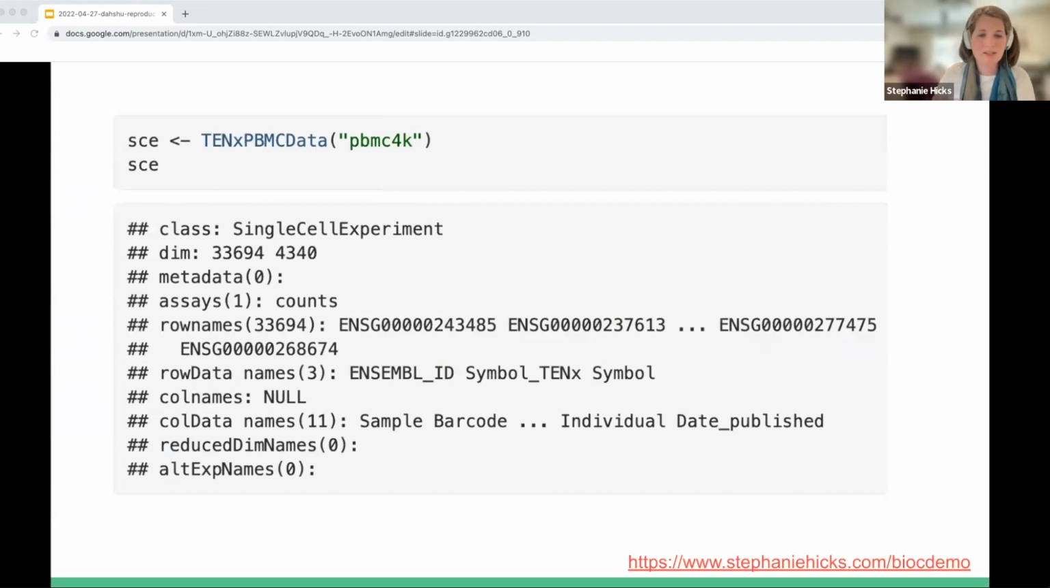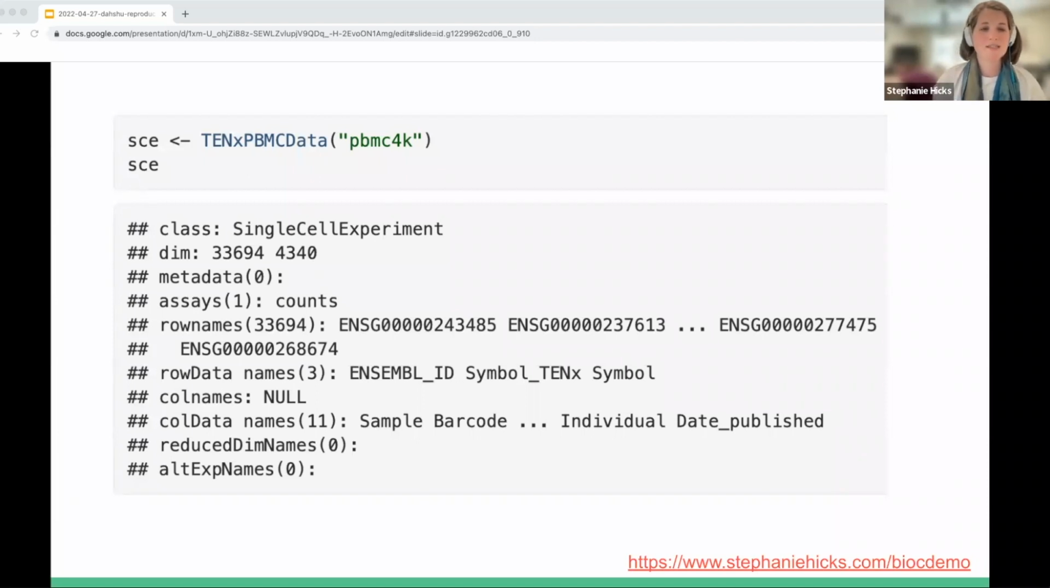So the demo is available on stephaniehicks.com/biocdemo. It's there at the bottom if you're interested in following along. The idea is I'm going to start out with a data set with 4,000 cells only for the purposes of demonstration. The data itself is available in a Bioconductor ExperimentHub package. It's a set of PBMC cells, but this entire workflow can be replaced with 1 million cells and will work.